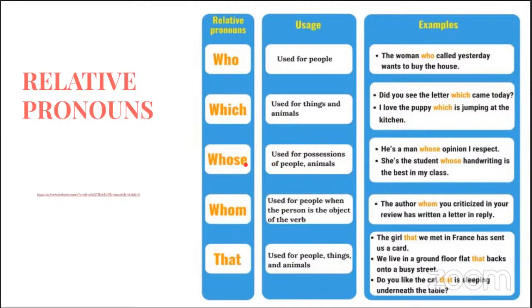Okay. The next one, whose. It is used for possessions of people and animals. He's a man whose opinion I respect. She's the student whose handwriting is the best in my class. Yes. Whom. It is going to be used for people when the person is the object of the verb. The actor whom you criticized in your review has written a letter in reply. Yes. And that is going to be used for people, things, and animals.